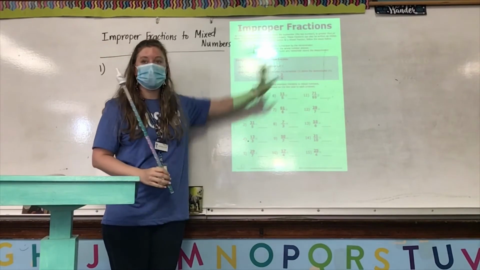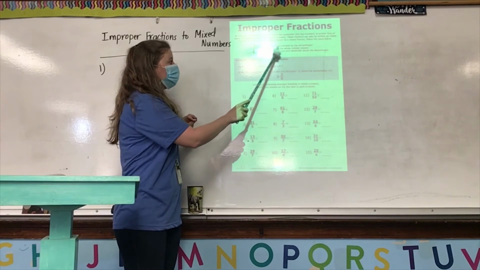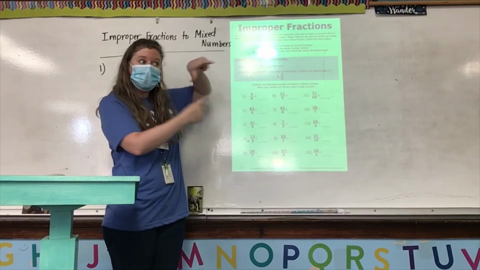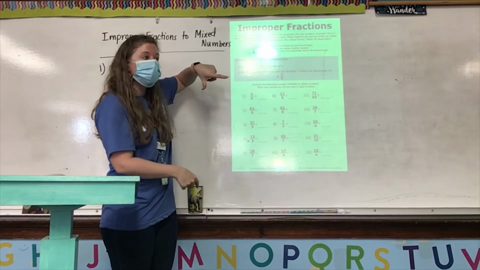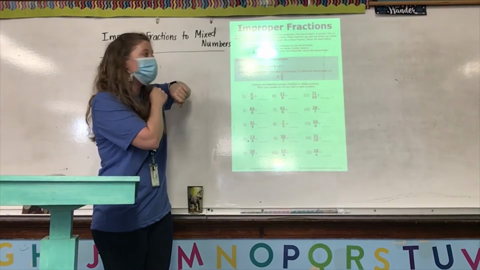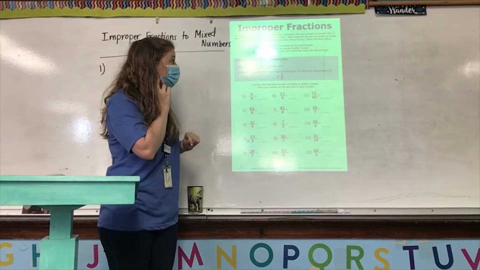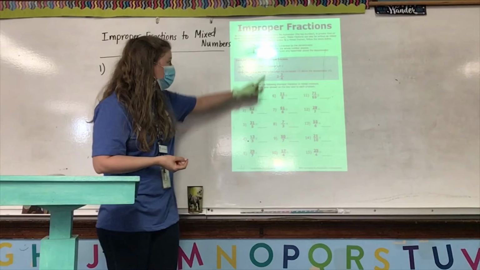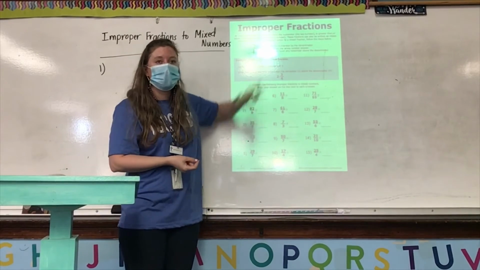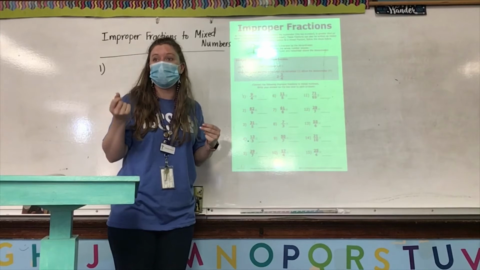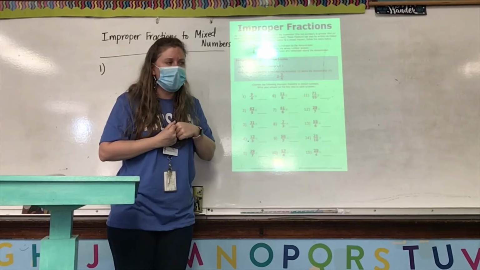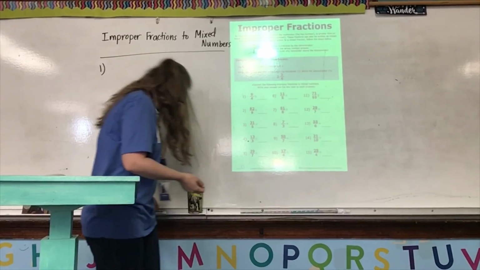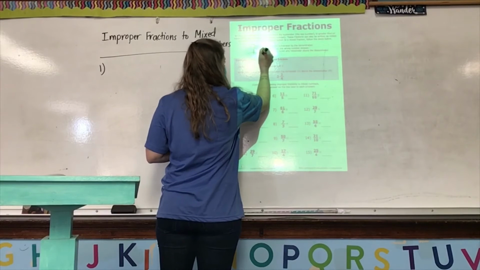Step 1, divide the numerator by the denominator. Remember, the numerator is going to be bigger, so it's going to go inside the bracket. The denominator will be smaller, so it'll go on the outside of the bracket. Step 2, write down the whole number answer, that's the quotient. The quotient becomes the whole number. Then write down any remainder above the denominator. The remainder becomes the new numerator. What about the denominator? How do we know what the denominator is? Cullen? It stays the same. It stays the same.